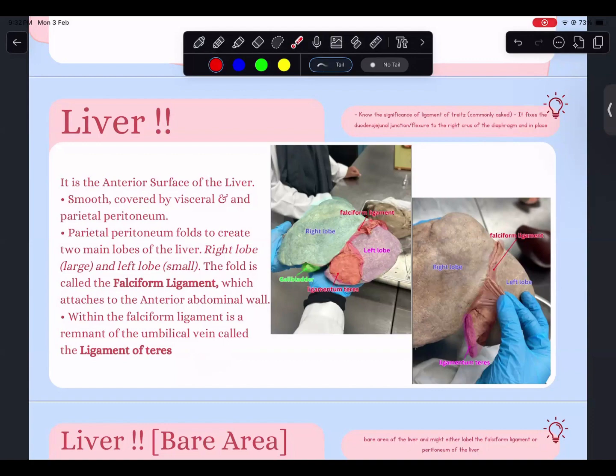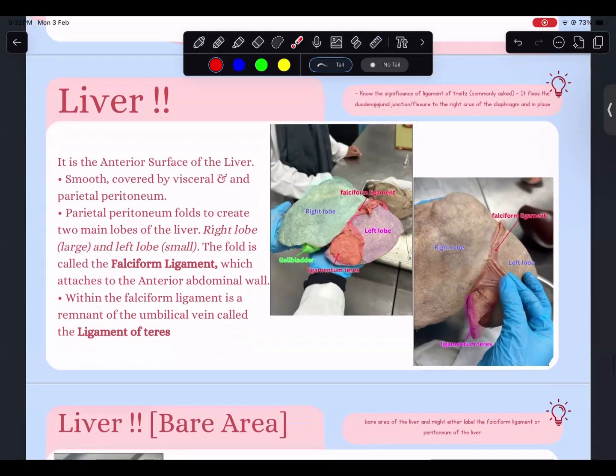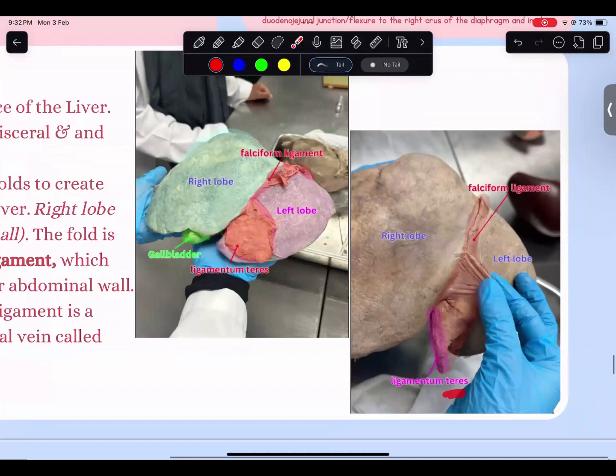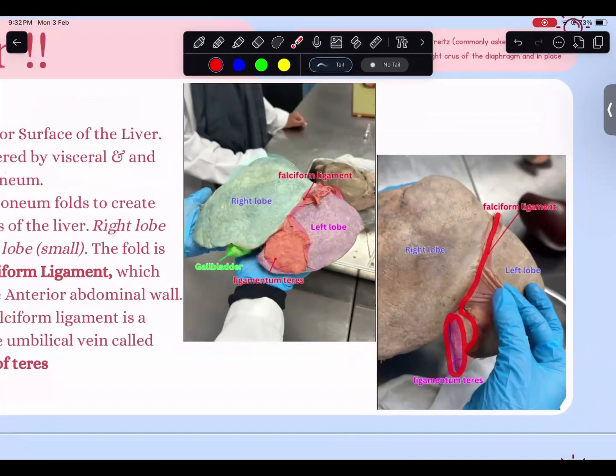In this picture here, you can see the ligamentum teres more clearly than in this one. So there's the right lobe, which is the larger one, the left lobe, which is the smaller one, and then you have the falciform ligament between these lobes, and then it continues as the ligamentum teres.